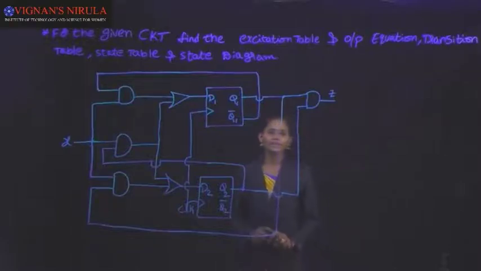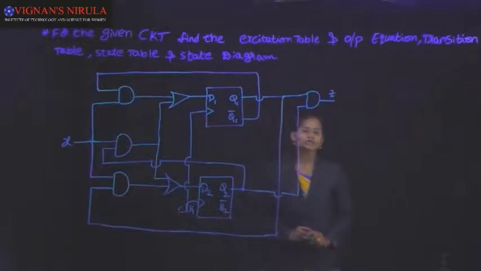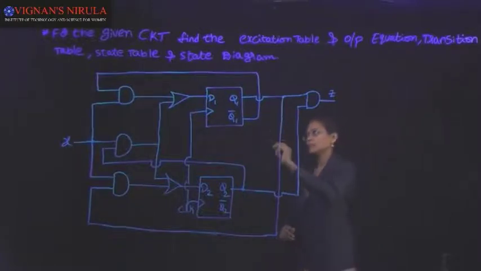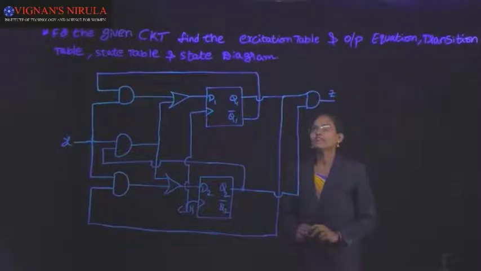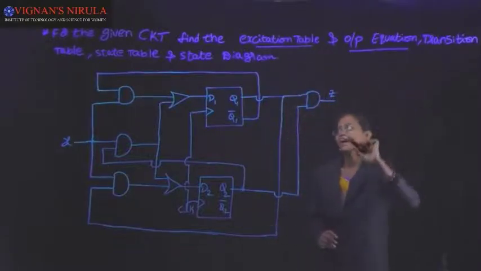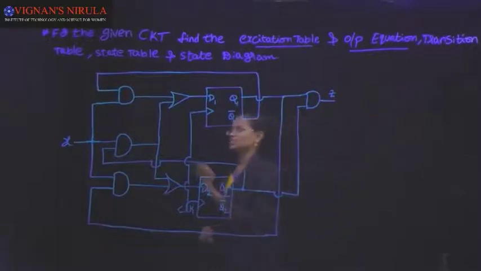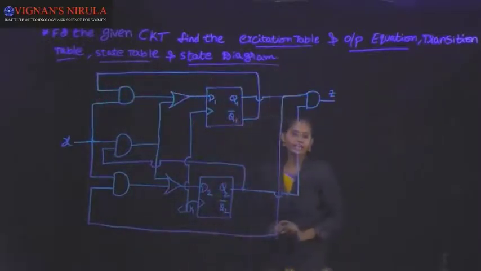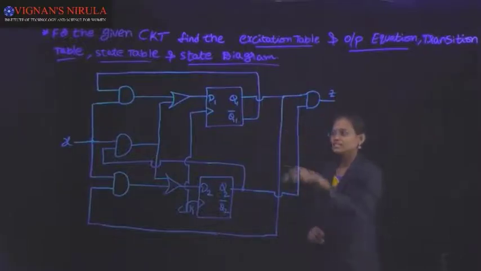And next topic is analysis of clocked sequential circuit. Okay, this is the problem. For the given circuit, find the excitation table and output equations and transition table and state table and draw the state diagram. Okay, this is the given circuit.